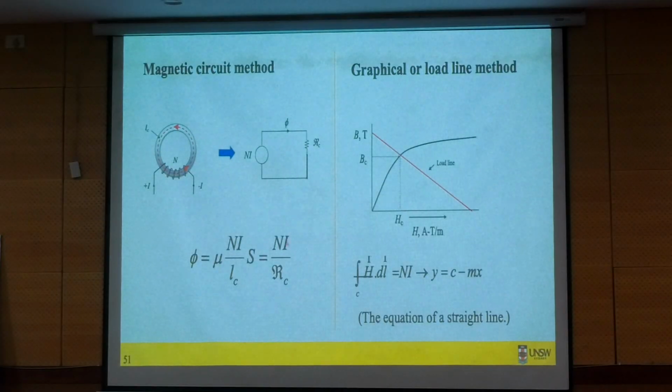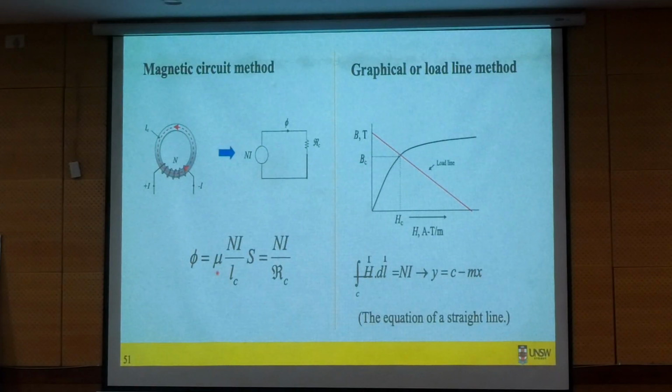Can you see any issue? What is the limitation of this type of approach? Why can we not always use a magnetic circuit? What's the problem in calculating reluctance? Why can we not calculate reluctance for every magnetic device? To calculate reluctance, I need to know the length of the closed flux path, Lc. I need to know the cross-sectional area, S, and I need to know the permeability.